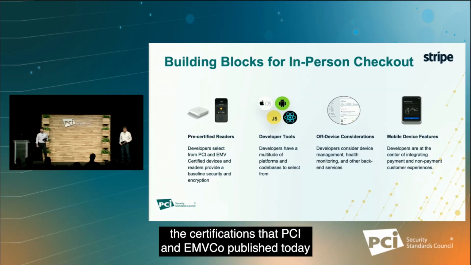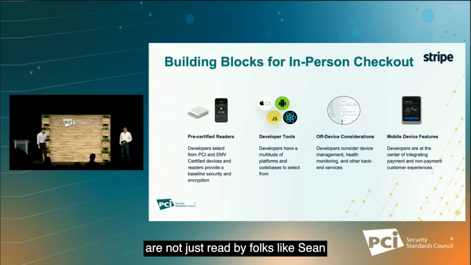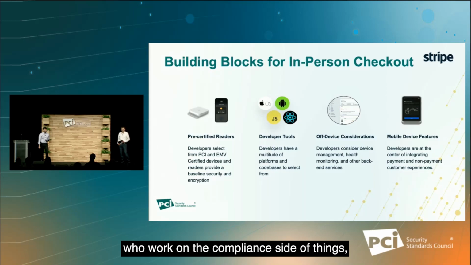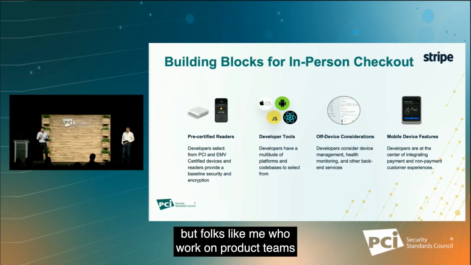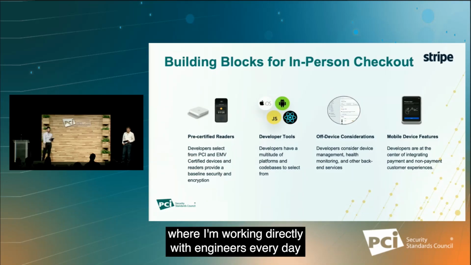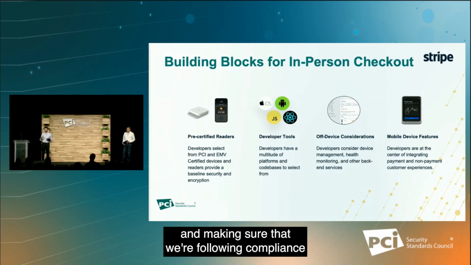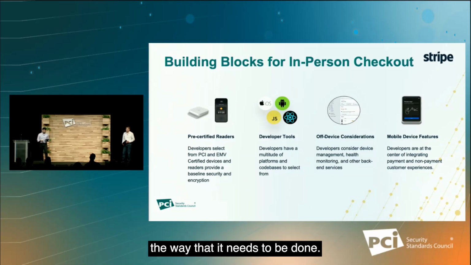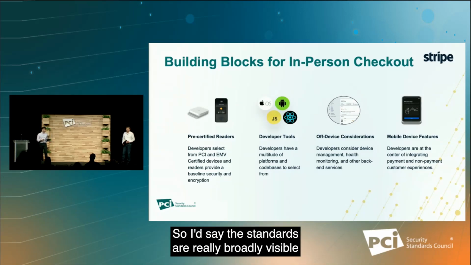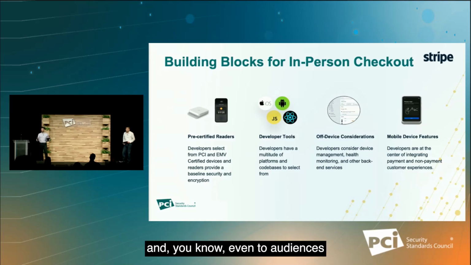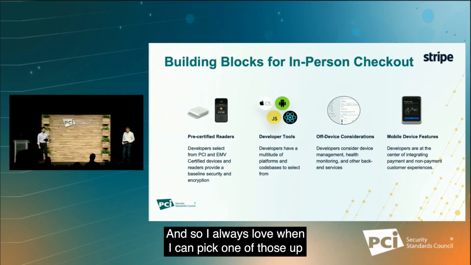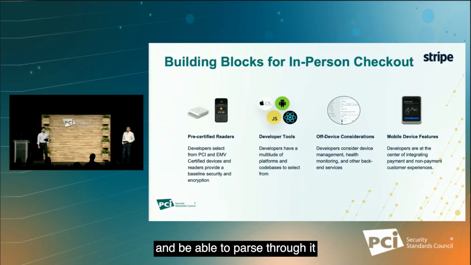The certifications that PCI and EMVCo publish today are not just read by folks like Sean who work on the compliance side of things, but folks like me who work on product teams where I'm working directly with engineers every day and making sure that we're following compliance the way that it needs to be done. So I'd say the standards are really broadly visible, even to audiences that are not represented here in these community meetings. And so I always love when I can pick one of those up and be able to parse through it in a meaningful way for my teams. So just maybe some food for thought as we think about how we continue to do some good work there.